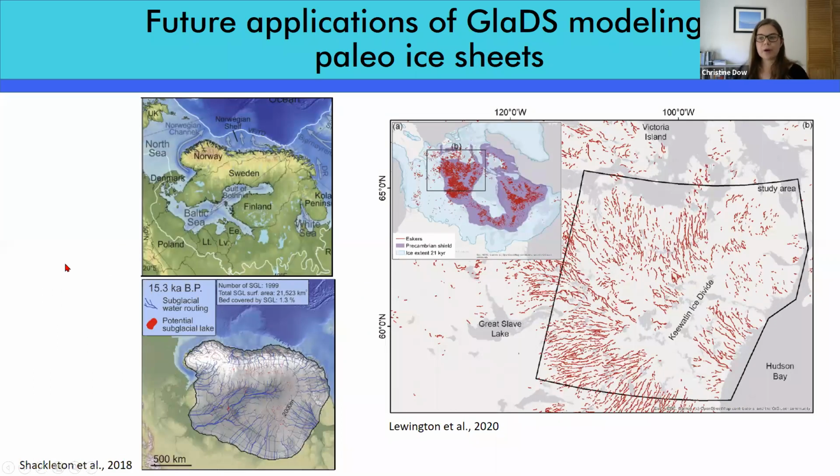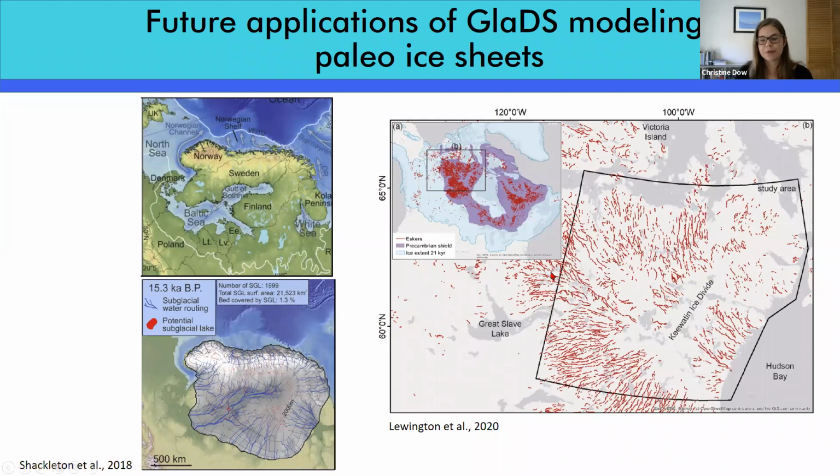Another area that I'm going down is looking at paleo ice sheets. So as I mentioned right at the beginning, we really don't have enough information underneath the Antarctic to be able to tell different spatial variability in basal conditions. But if you look at paleo areas, we have this absolute wealth of data in terms of where water was flowing, what types of water features you have.